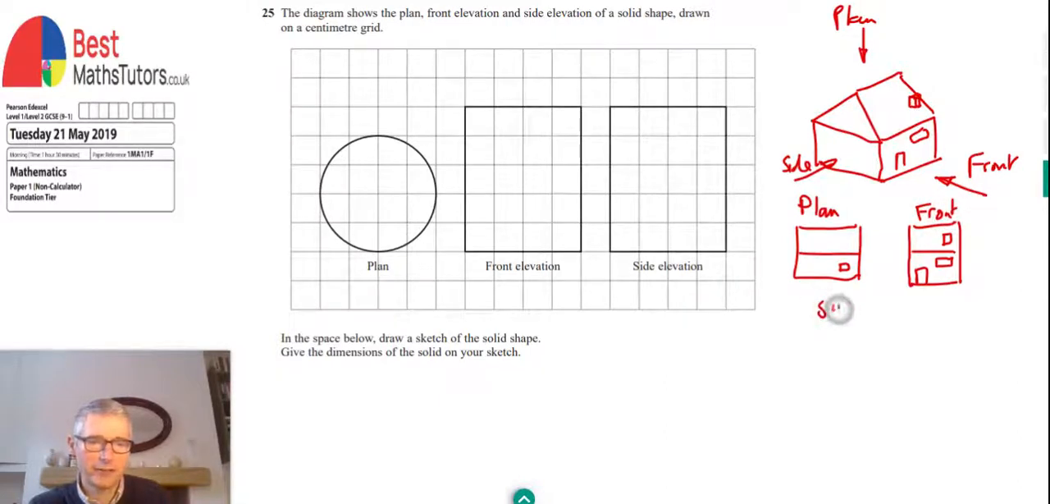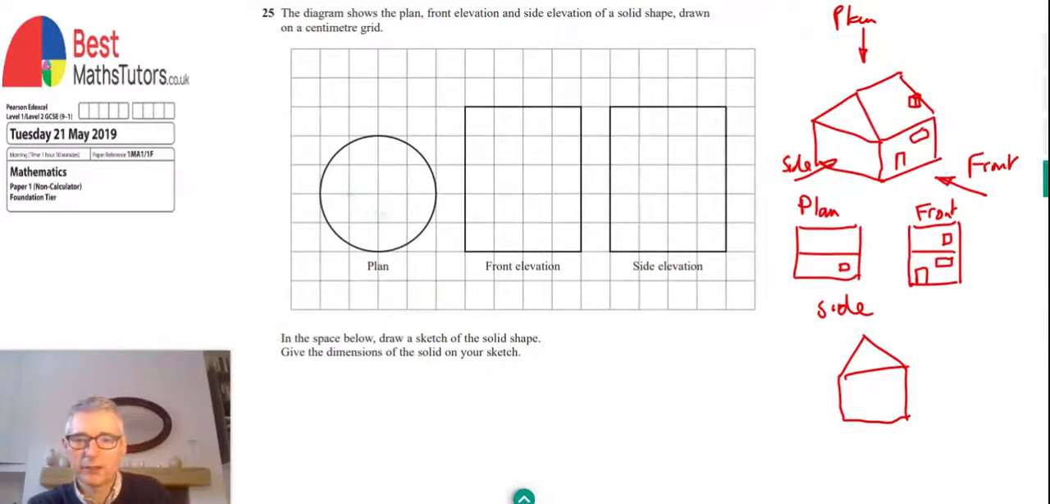And if I did the side elevation, that would look fairly simple. That would look like just a triangle on top for the roof, and I'm not drawing anything on this wall here, so it would just look like that. So that's to give you an idea of what a plan, side and front elevation look like.